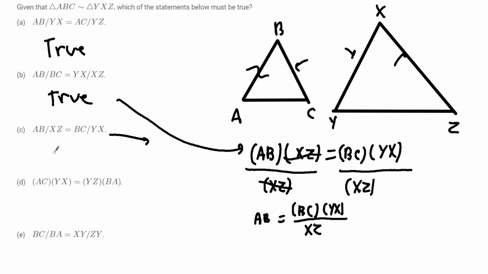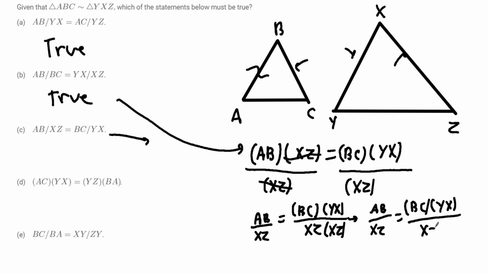So I could try dividing one more time, and if I divide by XZ again, I do have AB over XZ, but then I would have to do another XZ over here, which would lead us to this weird proportion, AB over XZ equals BC over YX over XZ squared, which doesn't really look like a proportion that we've worked with or that is particularly useful.